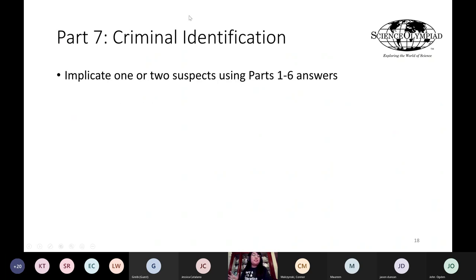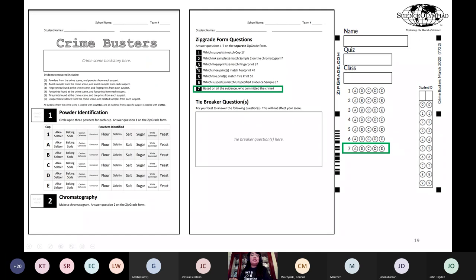Part seven, this is also a very important part of going through the Crime Busters event. So using all of the answers from parts one to six, they're going to implicate one or two suspects. They're going to see, out of all these questions, which is the most answered letter, and based on that, they're going to say who committed the crime. And that's when they can fill in one up to two bubbles to implicate, let's say, suspects A and D committed whatever crime was written in the backstory. So make sure they answer that question too.